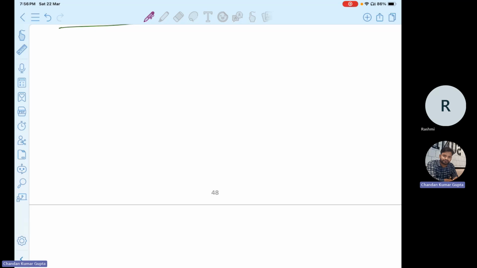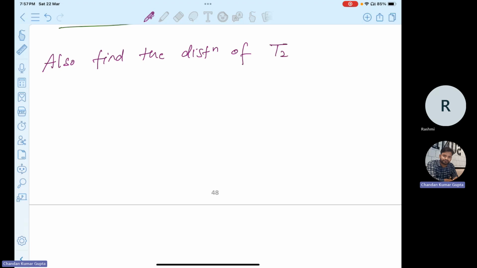Now there is one more question actually. Let's add one question in continuity. Also find the distribution of, suppose I'm saying, T2 square upon T1. Also we need to find the distribution of this as well. So how to find out?